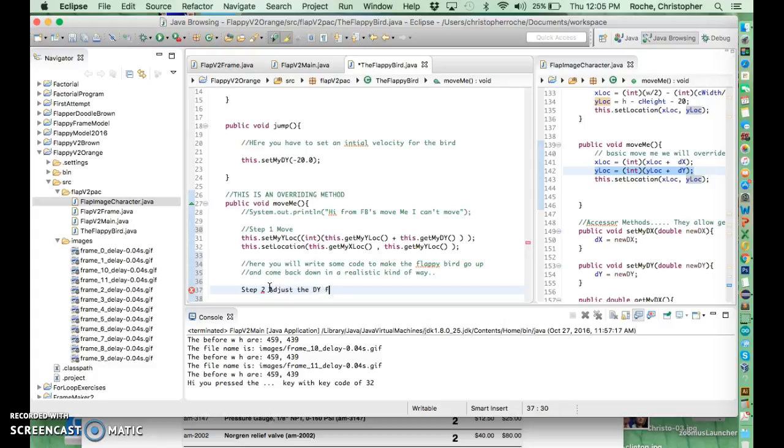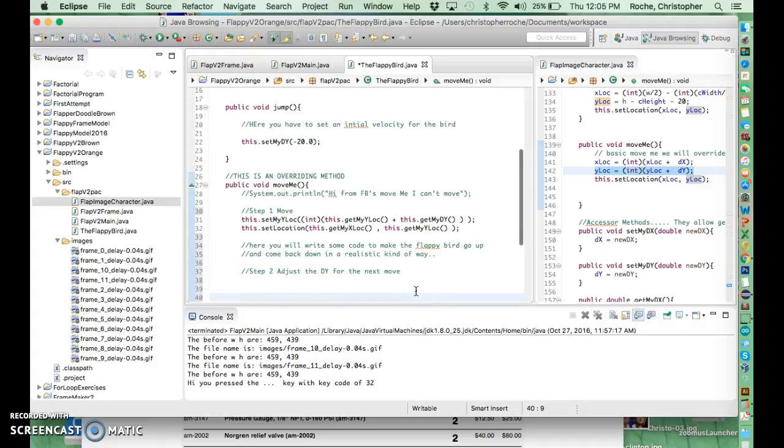Adjust the dy for the next move. Okay, that's really step 2. I'm going to leave this to you to figure out how to do this. And then there's sort of a proviso: if the speed becomes 0, then stop it. Don't let them go back up again, or don't let them get too negative, right?